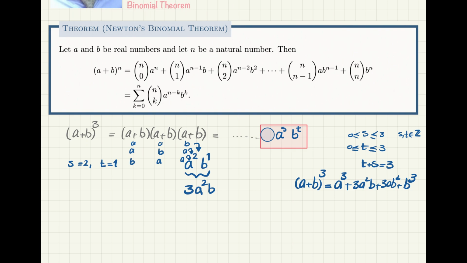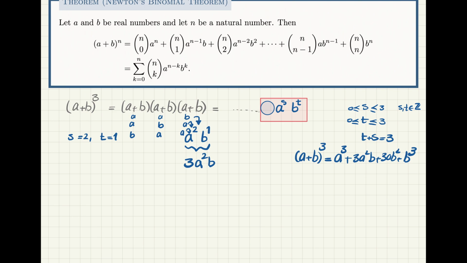Yes. Okay, now, for example, can you predict, if I ask you by looking at the formula, what is the coefficient of a to the 3, you immediately realize this is 1.